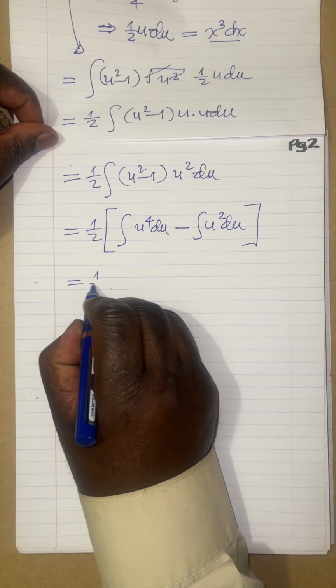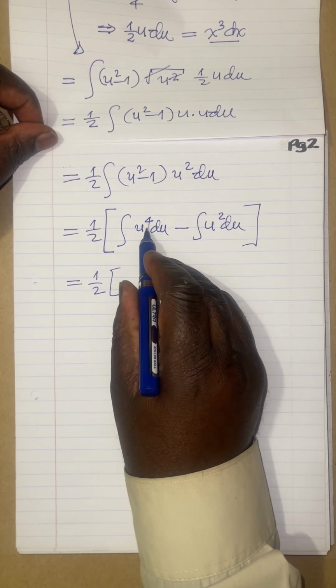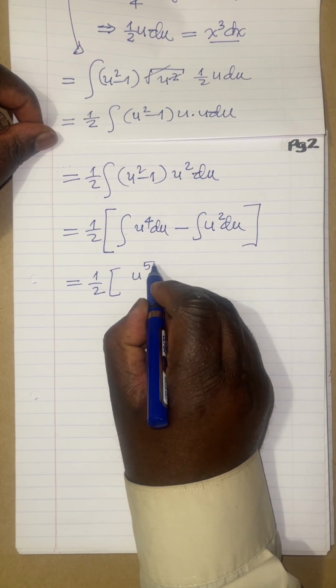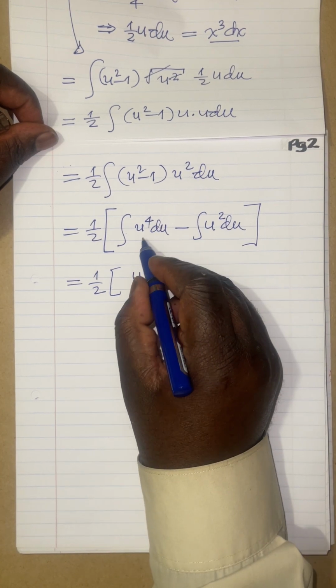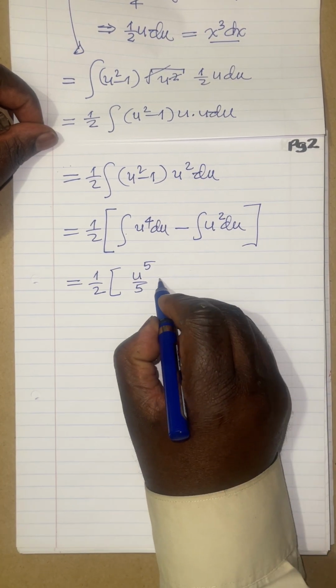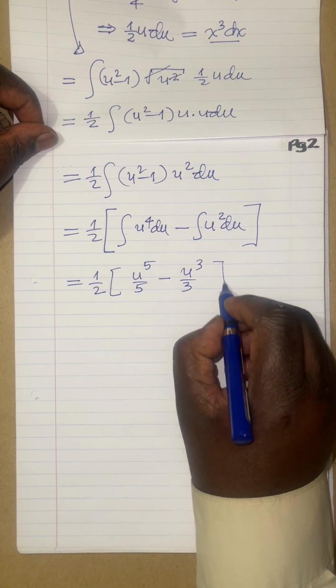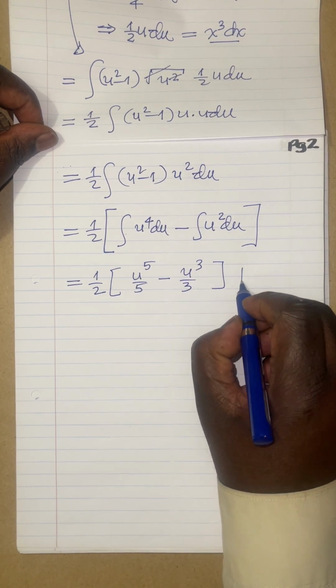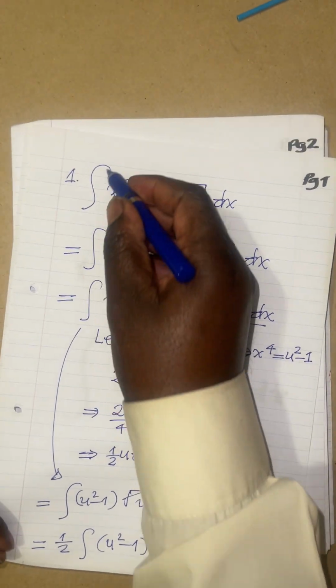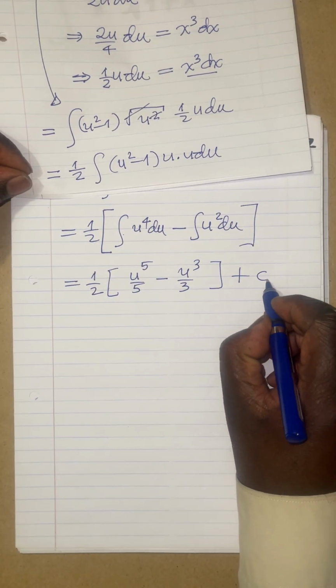As you can see, this is 1 over 2, and this is going to be just u to the power 5 over 5, because you add 1 and then you divide by the result. Minus, again here, it's going to be u to the power 3 and divide by 3. At this stage, remember this is an indefinite integral. There are no limits of integration here, so I must say plus a constant c.